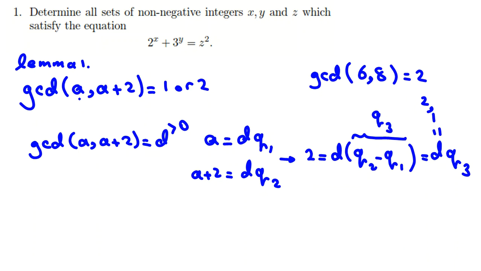If a is odd, for example 1 and 3, the GCD will be 1. If a is even, like 2 and 4, or 4 and 6, the GCD will be 2. So this is the first thing I wanted to prove. Now let me tell you another thing, lemma 2.